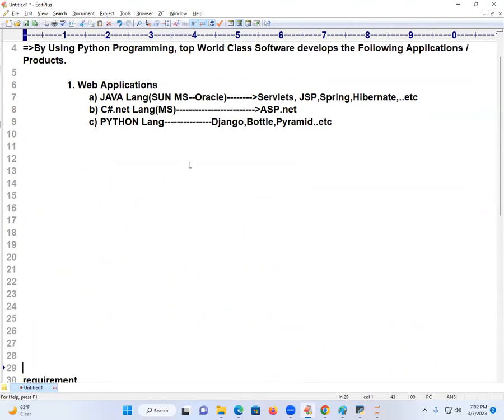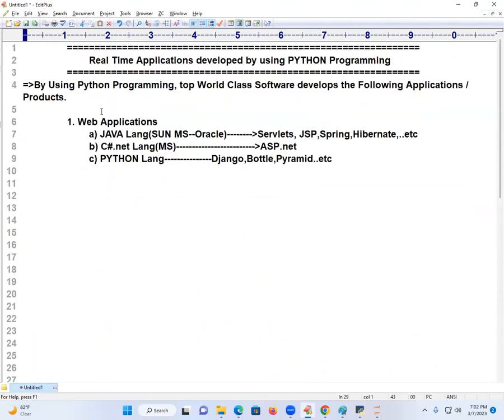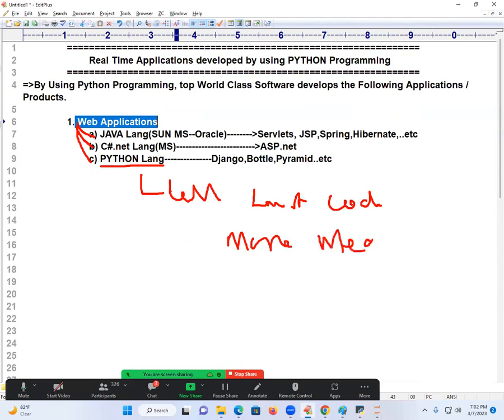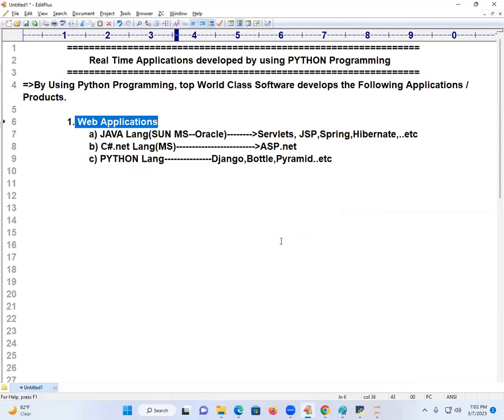Now come to the point, students. Now I am going to conclude my sentences. Python is used in which applications now? Developing web applications with Java, C#, .NET and Python, which one is easy? Python is easy to develop because we are writing less lines of code, and more meaning is present. Are you able to follow? Less lines of code and more meaning. That's why Python is the first choice language for programmers these days. Are you getting my point?